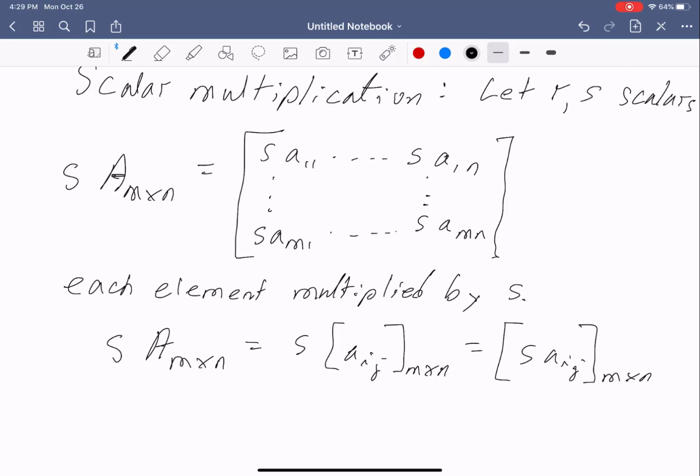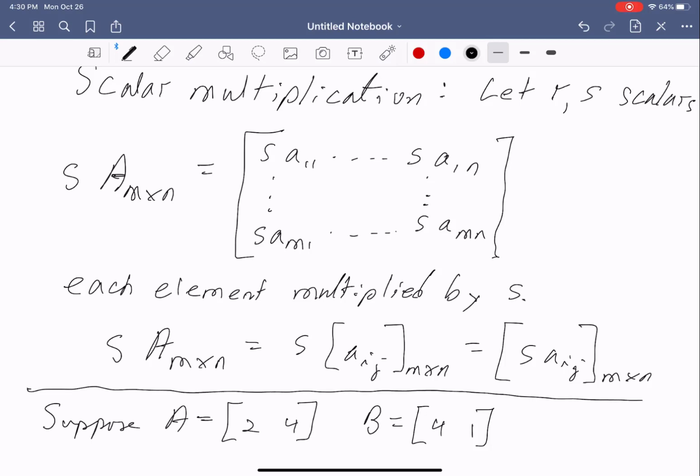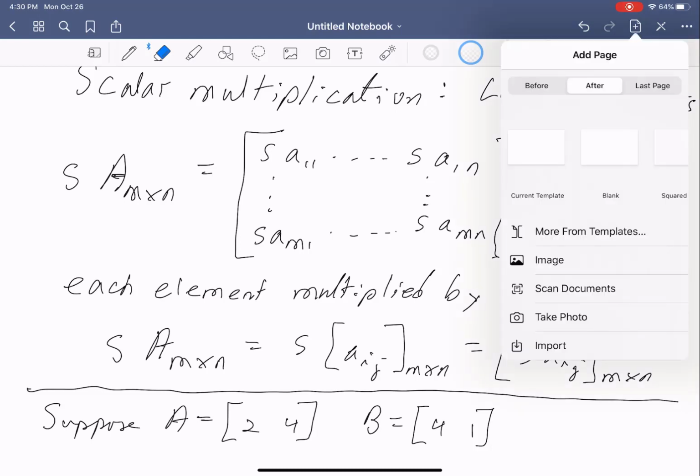Now, suppose A is equal to 2 and 4. So it's a row vector, and B is another row vector with elements 4 and 1. Oh, we don't want that yet. So we're going to stop the recording at this point and move to a new page.